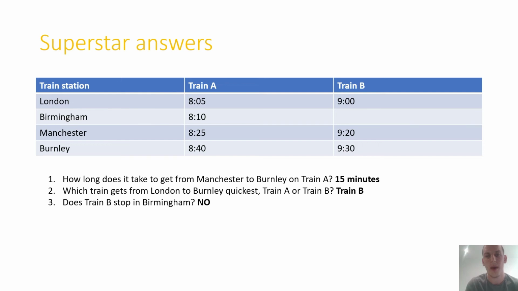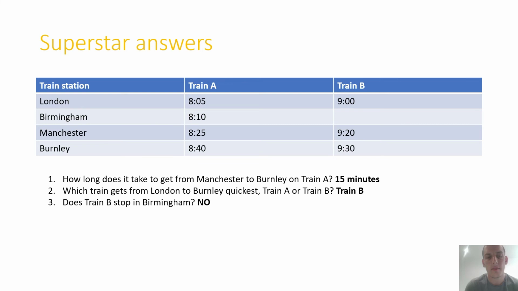Excellent. So how long does it take to get from Manchester to Burnley? It takes 15 minutes. The difference between 8:25 and 8:40 is 15 minutes. Question 2 is, which train gets from London to Burnley quickest, train A or train B? The answer is train B. It takes train B 30 minutes to get from London to Burnley, and it takes train A 35 minutes to get from London to Burnley. So 30 minutes is quicker than 35 minutes, so train B is the quickest.